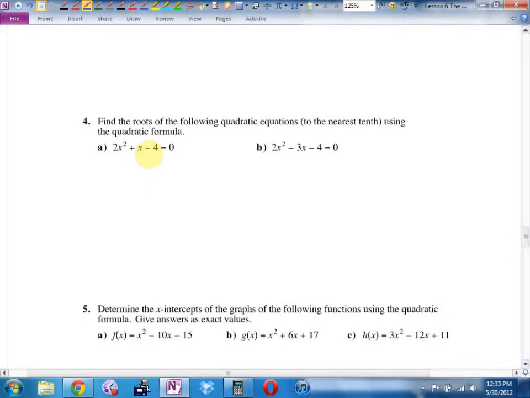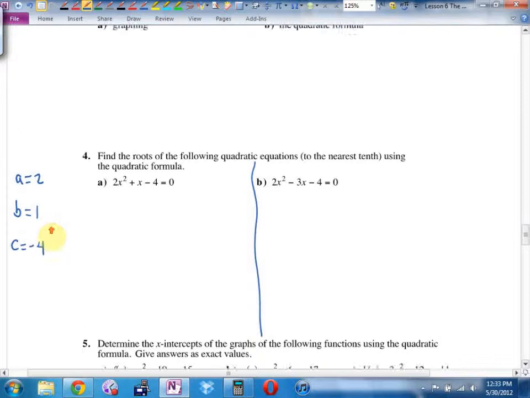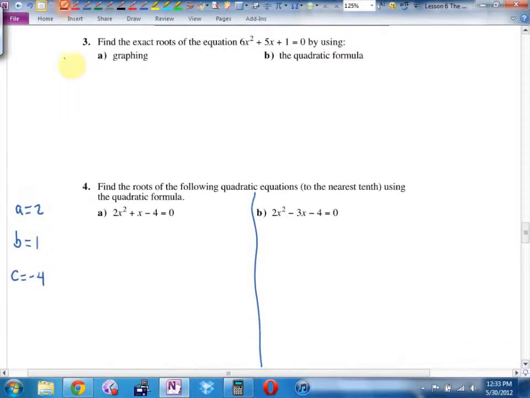Okay? So let's draw the line like this so we have lots of room. Let's make a little list here. What's A? What's B? What's C? Negative 4. Since I have room up here, I'm going to write the quadratic formula up here. X equals negative b plus or minus the square root of b squared minus 4ac all over 2a.